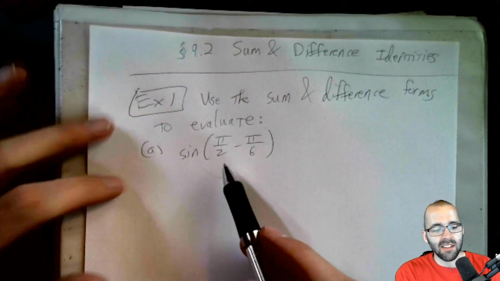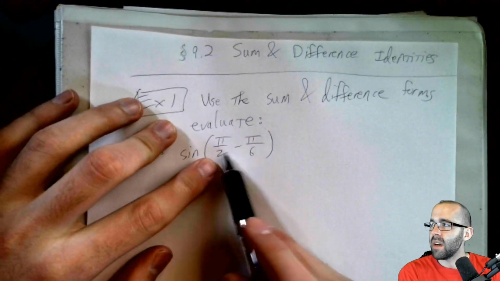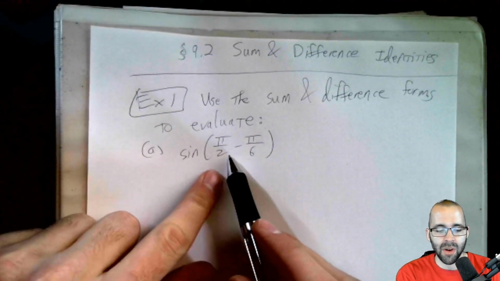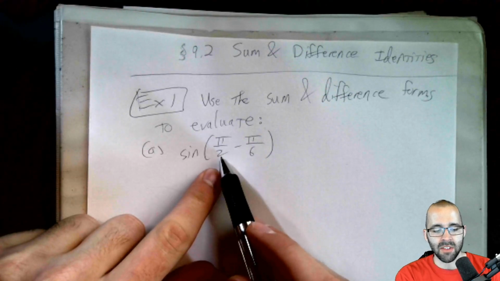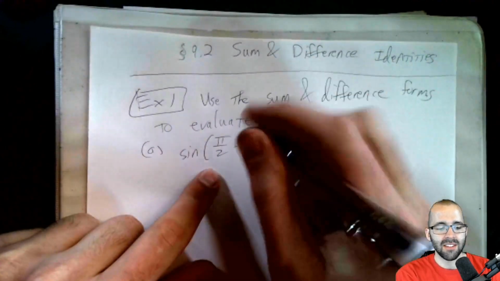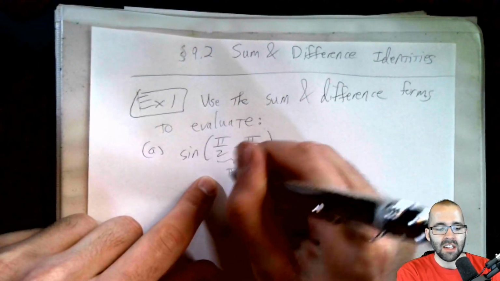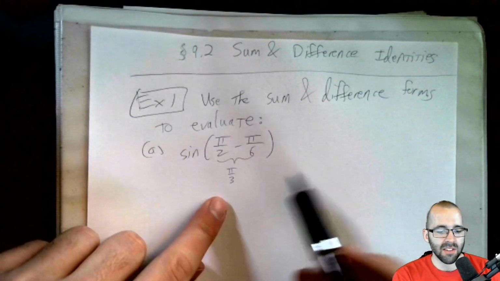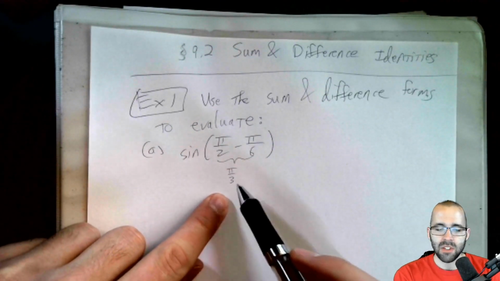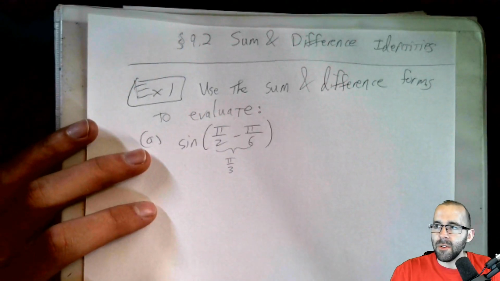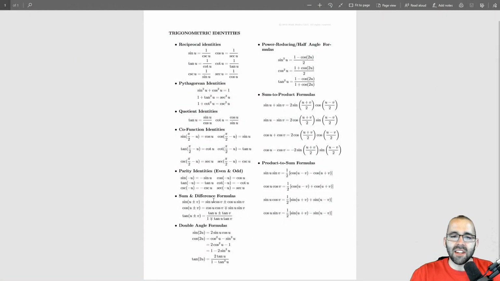The reason why this is kind of silly is that we could combine this into one angle and just evaluate it with one angle. There's going to be 3 pi over 6 subtracted. If you subtract this, this is actually just pi over 3. So we know what our answer should be. If we use the formula correctly, it should be the same as sine of pi over 3, which is root 3 over 2. So let's see if I'm lying to you or whether this formula is indeed true.